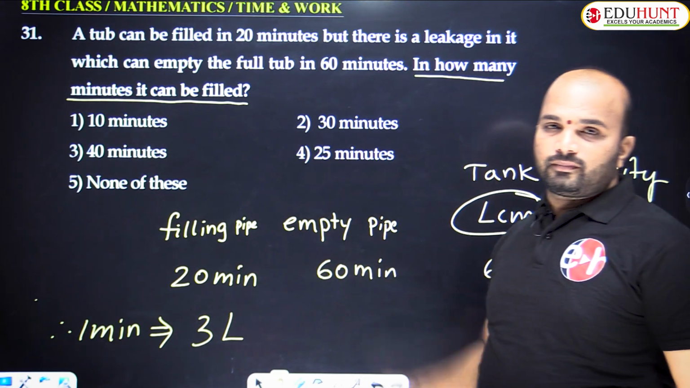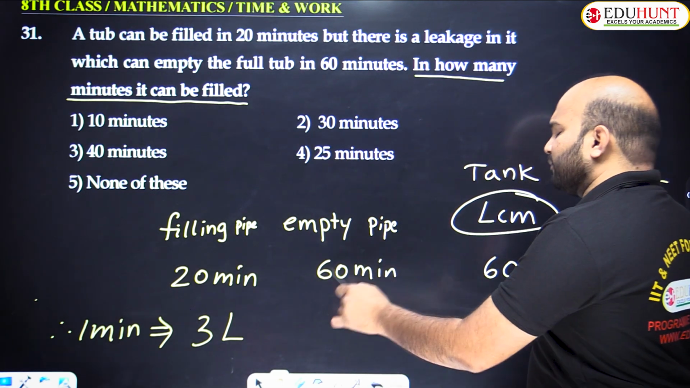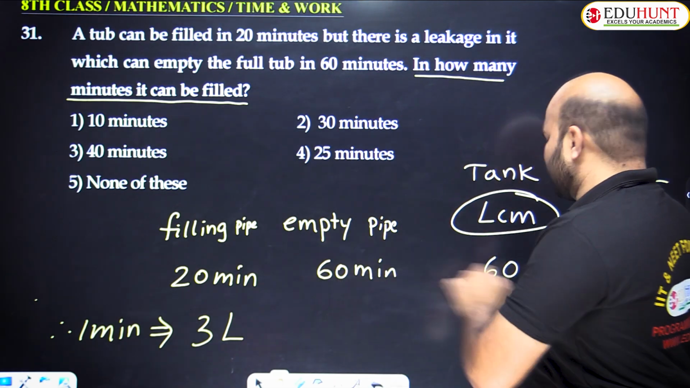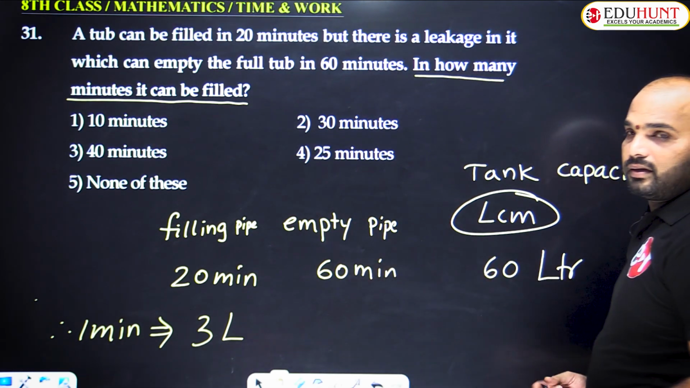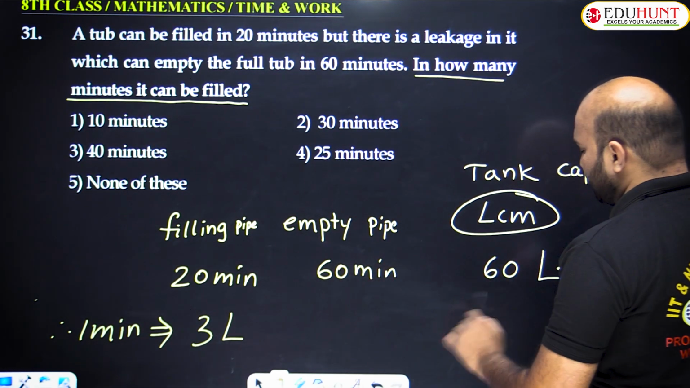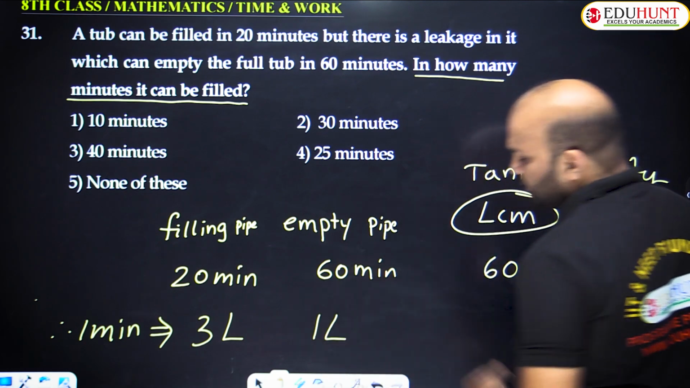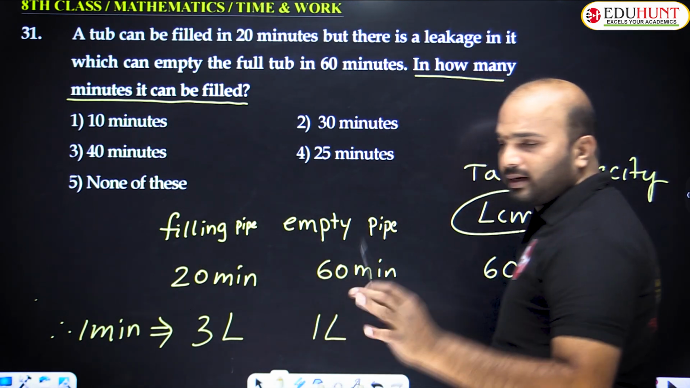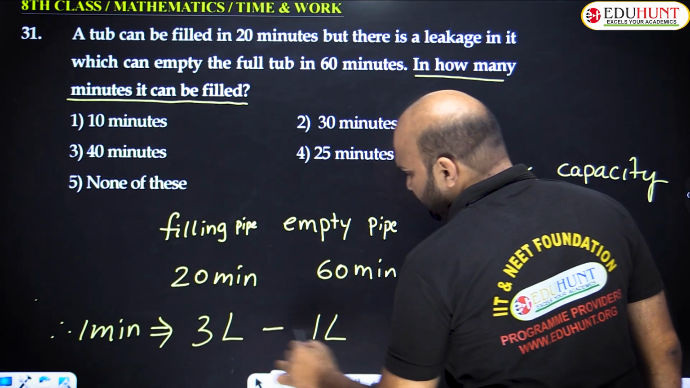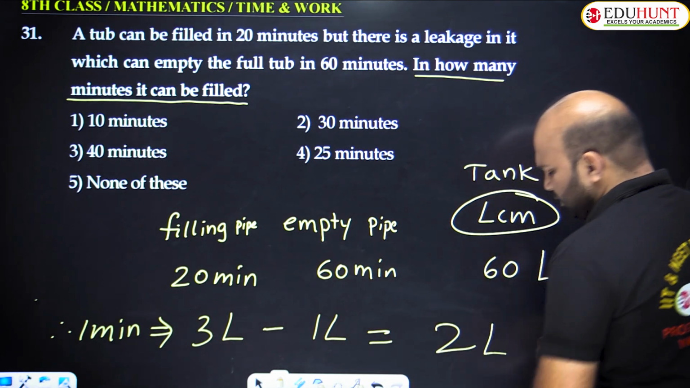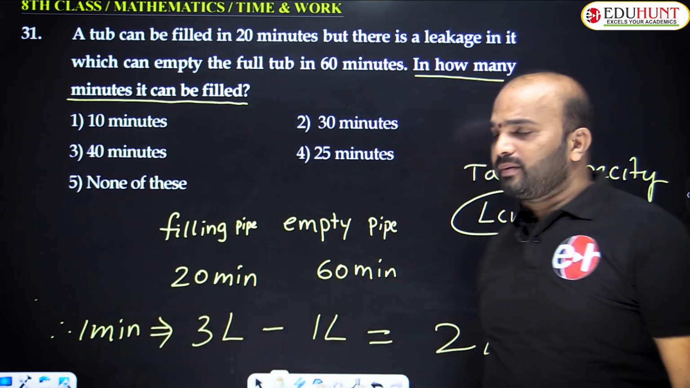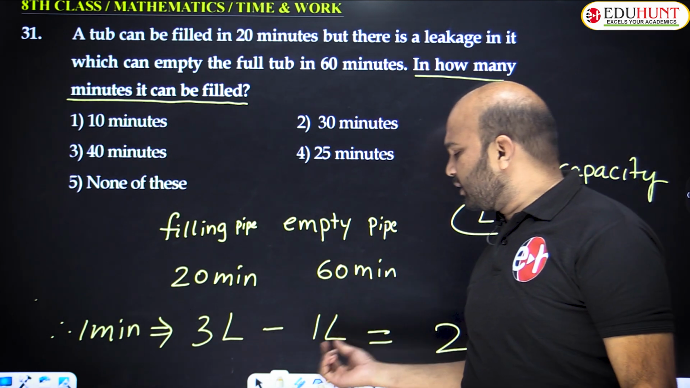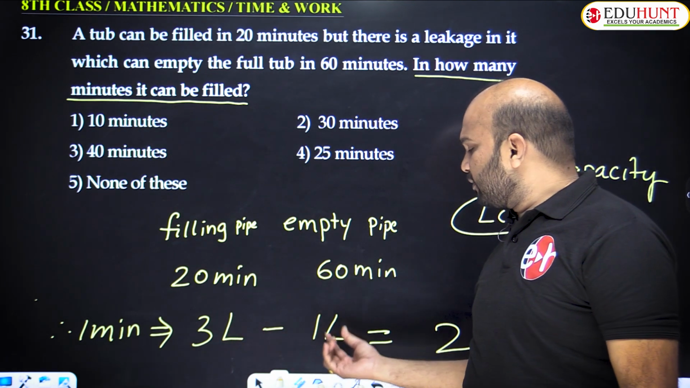How do we get 3 liters? 60 by 20. Similarly, the empty pipe can empty the full tank in 60 minutes, nothing but 60 liters in 60 minutes. Therefore in 1 minute, 1 liter is emptied. So when both pipes are working at a time, in each 1 minute 2 liters are filled, 3 minus 1, because the filling pipe fills 3 liters each minute and the empty pipe empties 1 liter each minute.